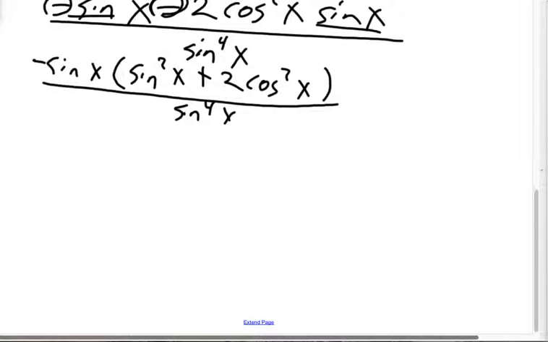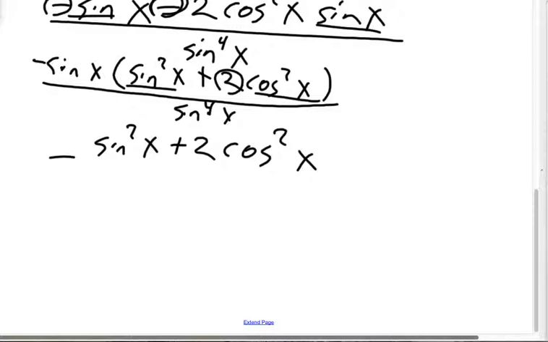The initial thing is, oh look, sine squared, cosine squared. Not good. But I can cancel the sine of x out here, so I'm going to end up with a negative sine squared of x plus 2 cosine squared of x over sine cubed of x. And that is my derivative.